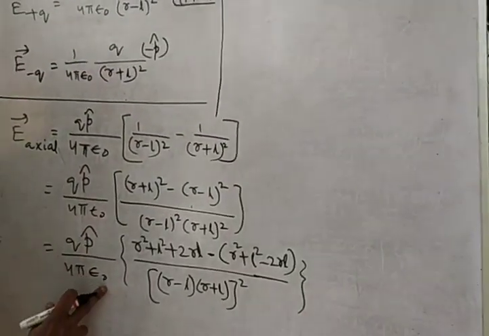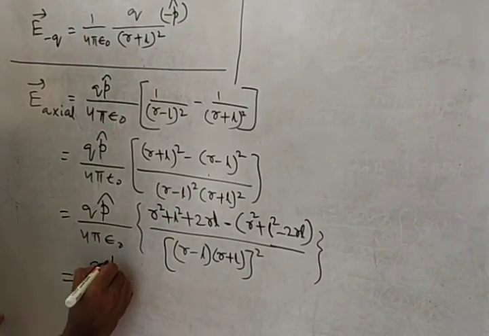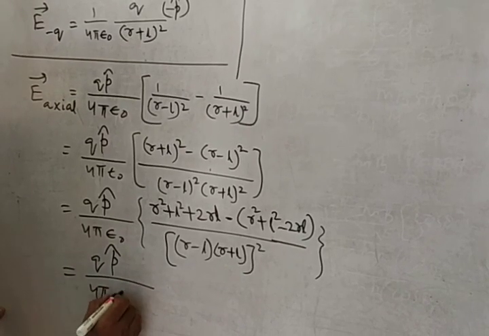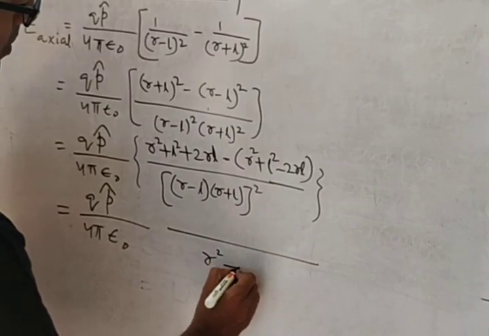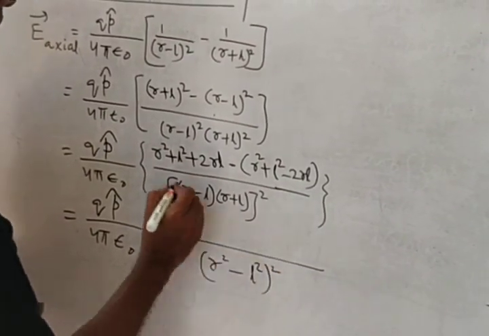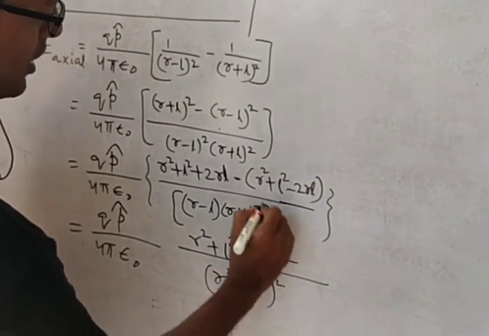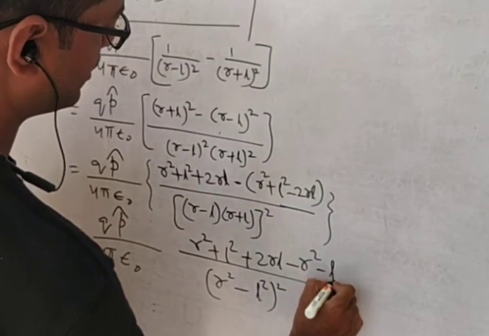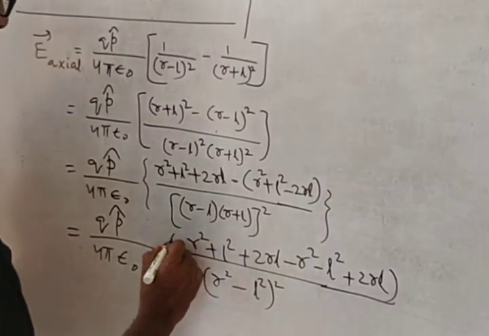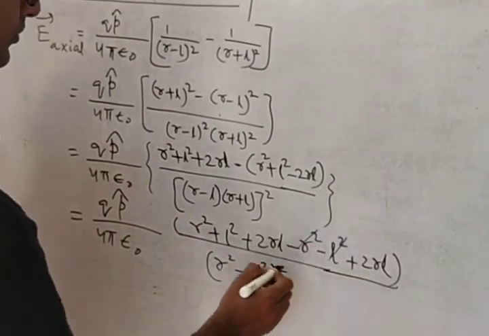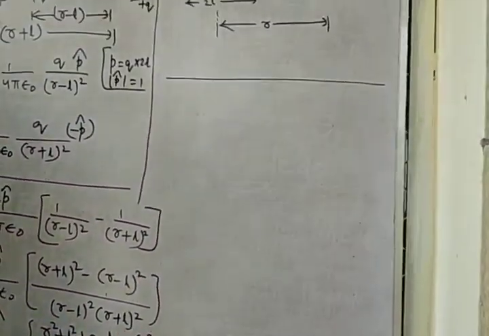So q p cap by 4 pi epsilon 0 r square minus l square whole square. Now I'm going to solve it. This will be a minus b, a plus b, a square minus b square, r square minus l square whole square. Now this will be r square plus l square plus 2rl minus r square minus l square plus 2rl. So everything will get cancelled. Now 2rl plus 2rl, 4rl. Here I am writing, then after some time I will erase it.